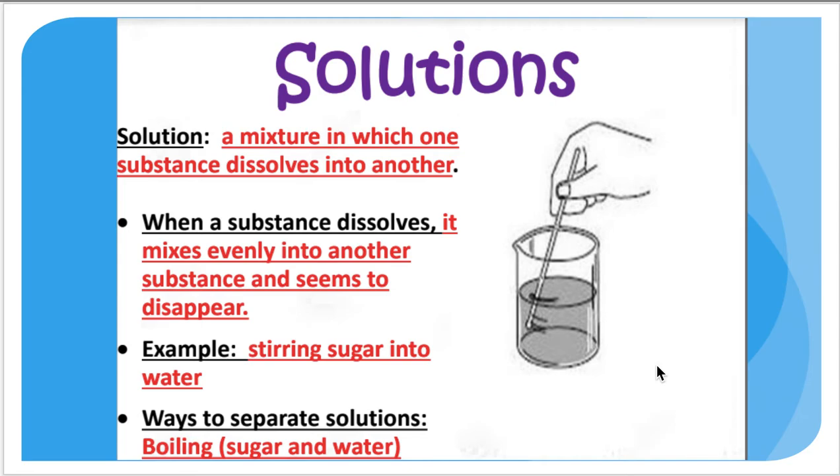A solution is when something is dissolving, like if you put sugar into water, or making lemonade. Those are still physical changes. It's not easy to reverse, right? But you still have your water, you still have your lemons. They're just in a different form when they're in that solution. It seems to disappear, but it's not. And sometimes you can separate it back by boiling. The water would evaporate and you'd be left with the sugar.